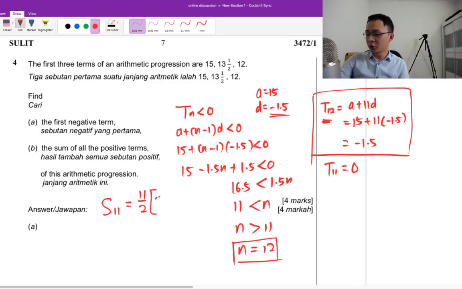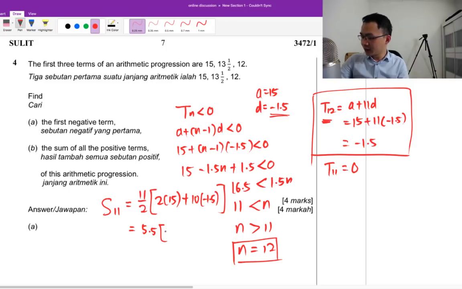So n over 2, 2a plus n minus 1d. So it will be 10d, negative 1.5. Okay, then I will solve this one, which is 5.5. Here will be 30 minus 1.5, so we got 15. So the 15 multiply 5.5. Yeah, should be 82.5.